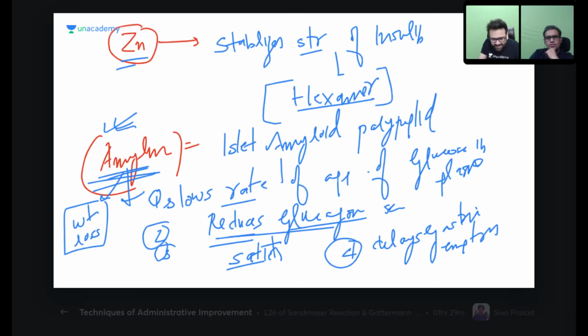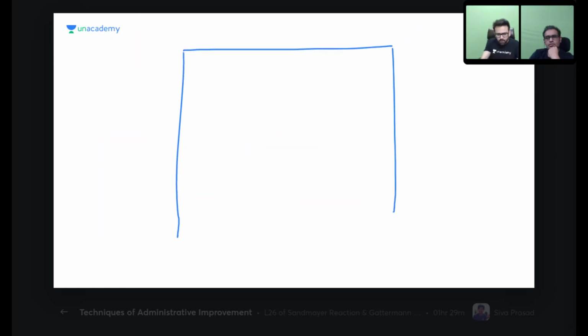Third point is satiety. Satiety means you feel satisfied. Okay, you will not take food again and again. Only after breakfast you will take lunch at 4, then dinner at 10. Only 2 meals or 3 meals. So you are satisfied. You will not keep on eating food. Okay, so you will feel satisfied, satiety.